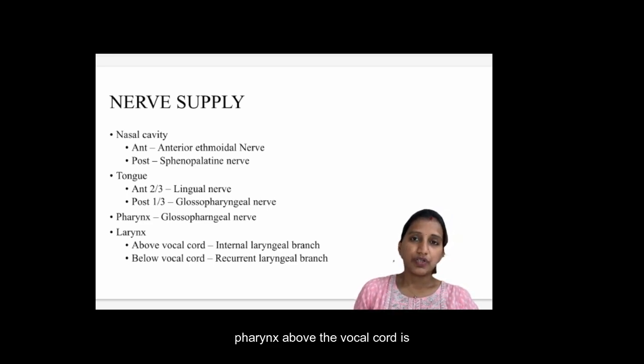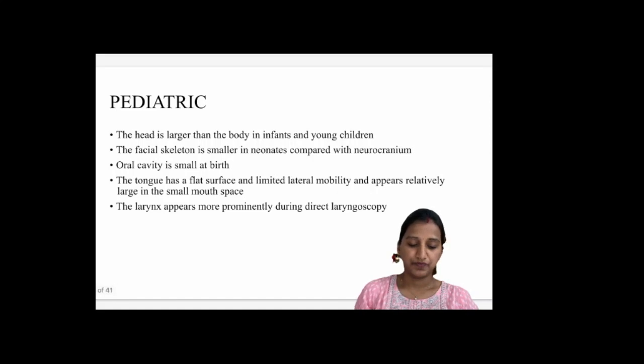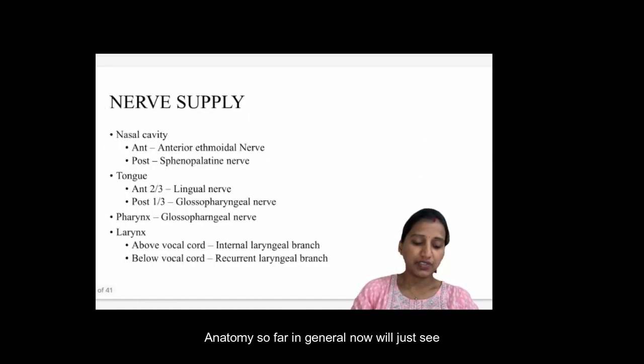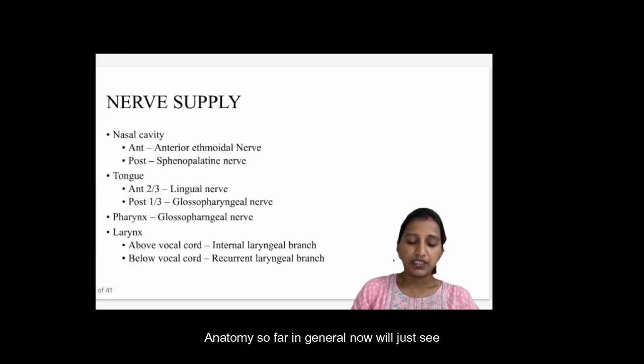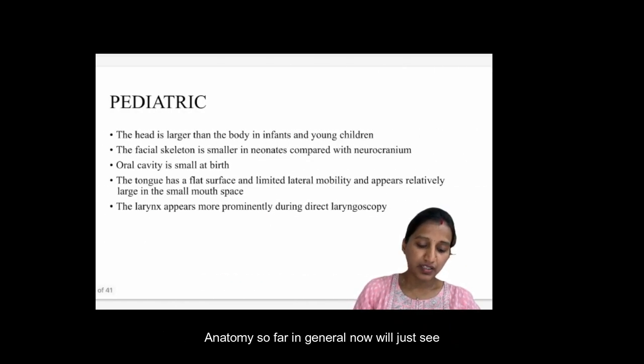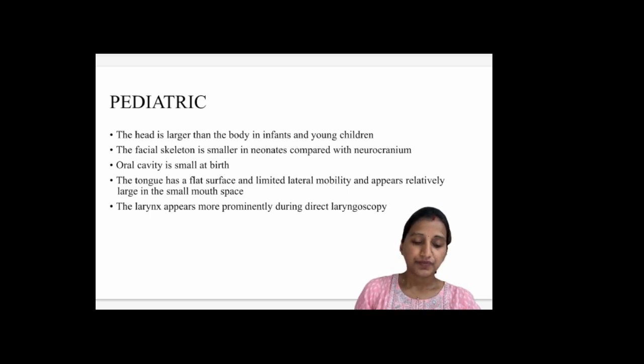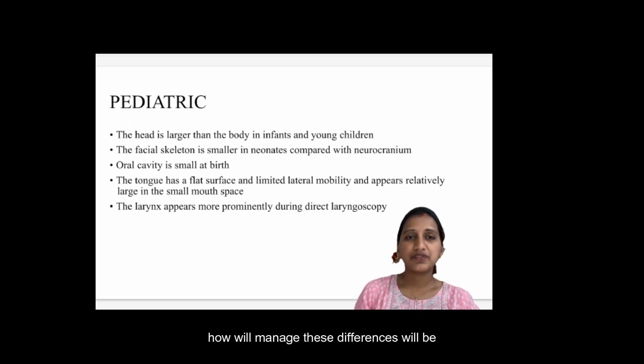The larynx above the vocal cord is supplied by the internal laryngeal nerve, and below the vocal cord is supplied by the recurrent laryngeal nerve. Next, this was the discussion on anatomy so far in general. Now we'll see how the pediatric airway is different from the adult airway, and how we'll manage these differences. We'll be discussing it later.